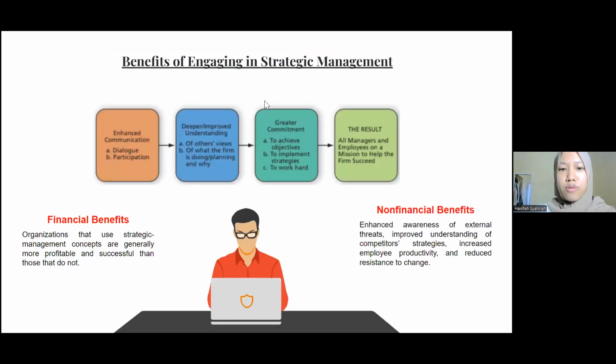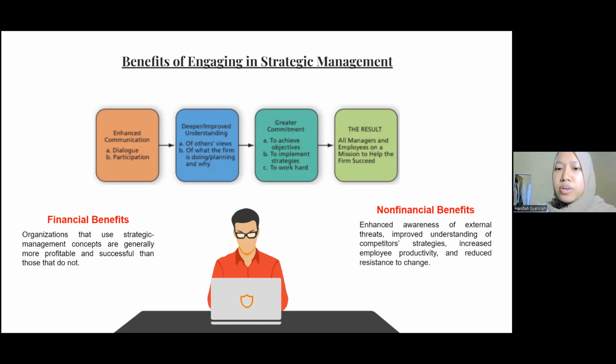So these are the benefits of engaging in strategic management. The first benefit is enhanced communication based on dialogue and participation. So why is the benefit enhanced communication? Engaging in strategic management means that every person in the company works together in the strategic management process, like the three steps that I have explained before.